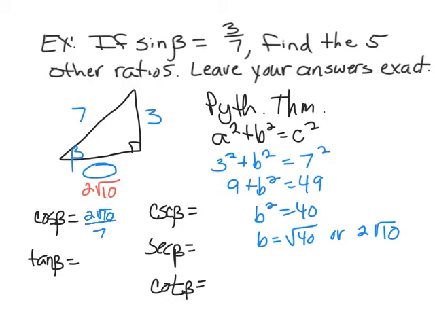Tangent is opposite over adjacent. Now, when you have that, I would expect you to rationalize. So you multiply top and bottom by radical 10, and you get 3 radical 10 over 20, it looks like.